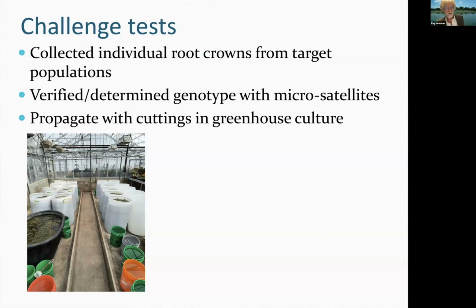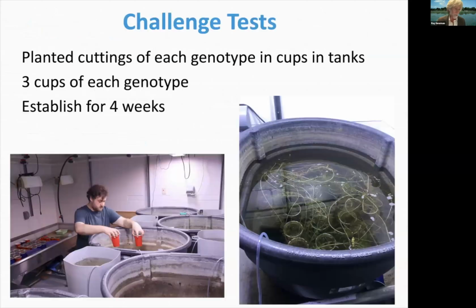For each of these populations, we went out into the field and collected individual root crowns from the target populations. We sent a sample of that to Ryan's lab for genetic identification, and determined what we had. We then propagated the ones that we selected with cuttings in a greenhouse culture. So we're maintaining all these by clonal cuttings in the lab, so we know that they're all the same. For our tests, we plant cuttings of each genotype into cups within tanks, usually using 3 cups of each genotype in a tank.